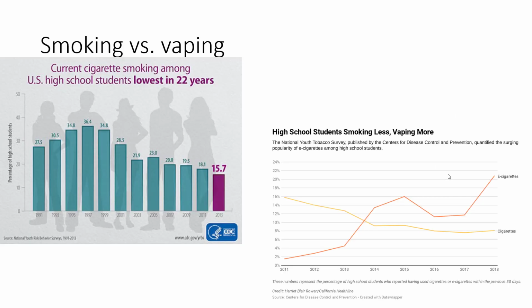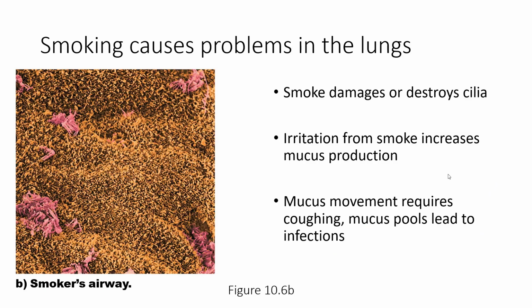Smoking and vaping are also types of exposure to chemicals in the lungs. So although smoking has gone down in high school students, vaping is going up and rapidly. So what kind of things can smoking do? Well, smoking itself causes problems in the lungs by destroying the cilia and by increasing the mucus production. You may remember from the previous lecture that more mucus means it's going to be more coughing to get rid of it. And that's especially going to be true when the cilia aren't naturally moving the mucus out of the lungs. The mucus is just being produced because there's more particulate matter.